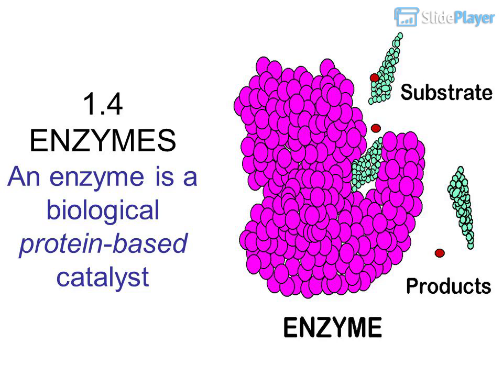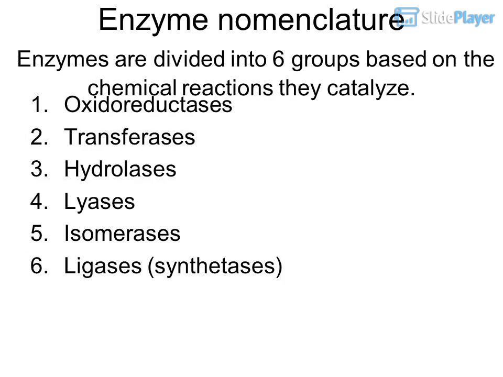1.4 Enzymes. An enzyme is a biological protein-based catalyst. Enzyme nomenclature: enzymes are divided into 6 groups based on the chemical reactions they catalyze. Oxidoreductases, transferases, hydrolases, lyases, isomerases, ligases, synthetases.